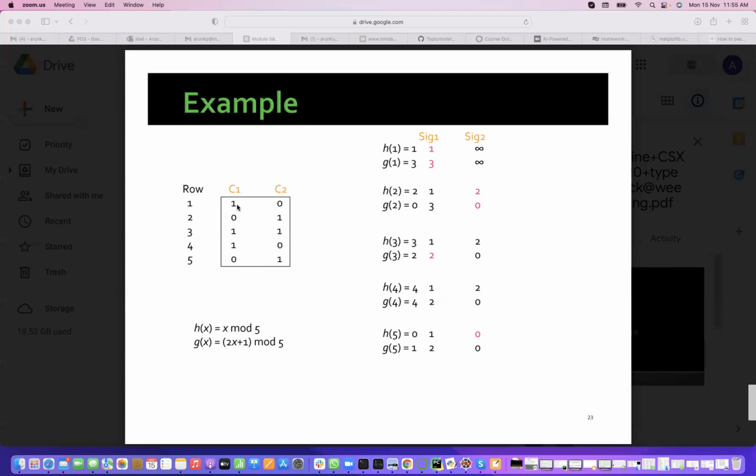Which row number is it now? 3. Right? 1 has gone to 3 now, mapping. In permuted order, the third row is having 1 in column 1, right? So yes, G1 equals 3. Your infinity has now changed. Earlier G1 might be infinity. Now you change it to 3 because in permuted order, in the third row itself you have seen 1. Is it clear what I'm saying?